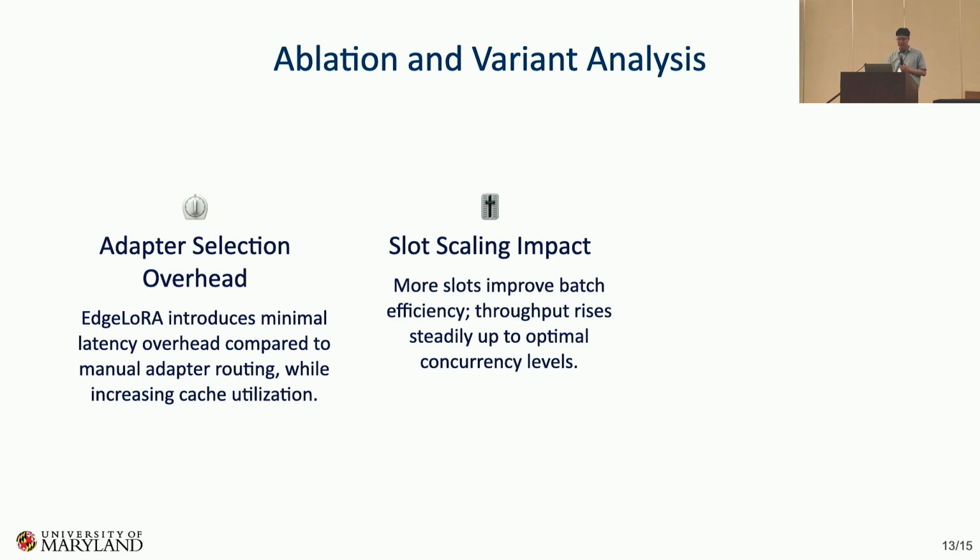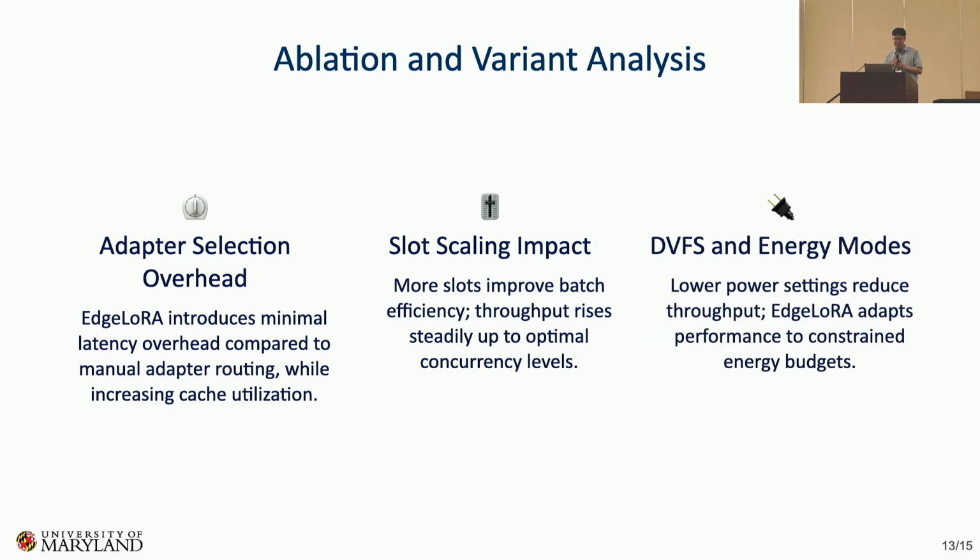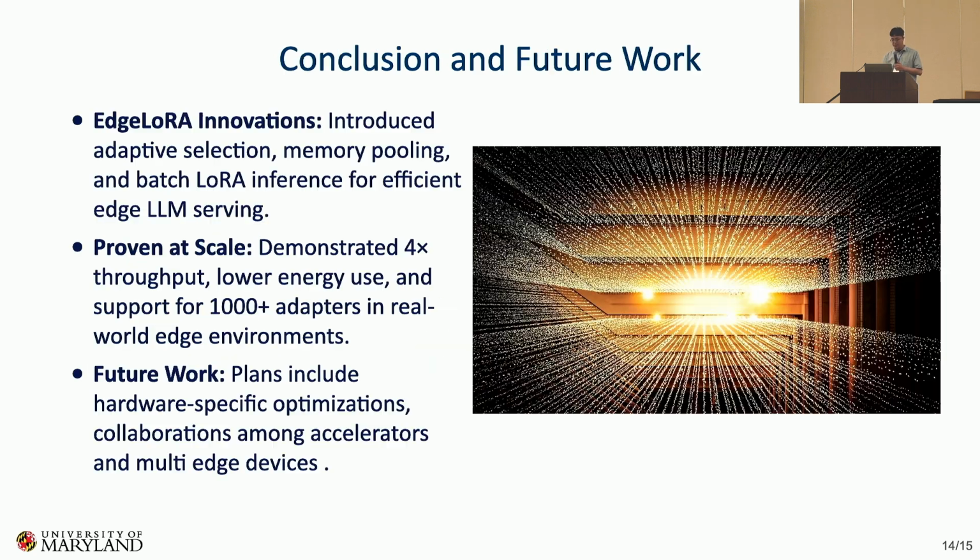And finally, we test DVFS and different energy modes. Naturally, when we lower the power setting, throughput takes a hit, but EdgeLoRA is designed to adapt, so it still performs very well, even under constrained power budgets. All in all, this experiment shows that every part of the system is pulling its weight, and together, they make EdgeLoRA more efficient and robust.